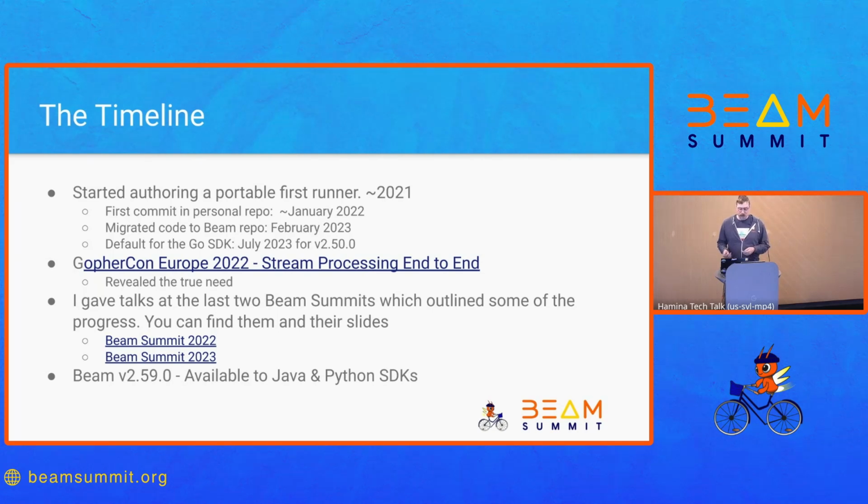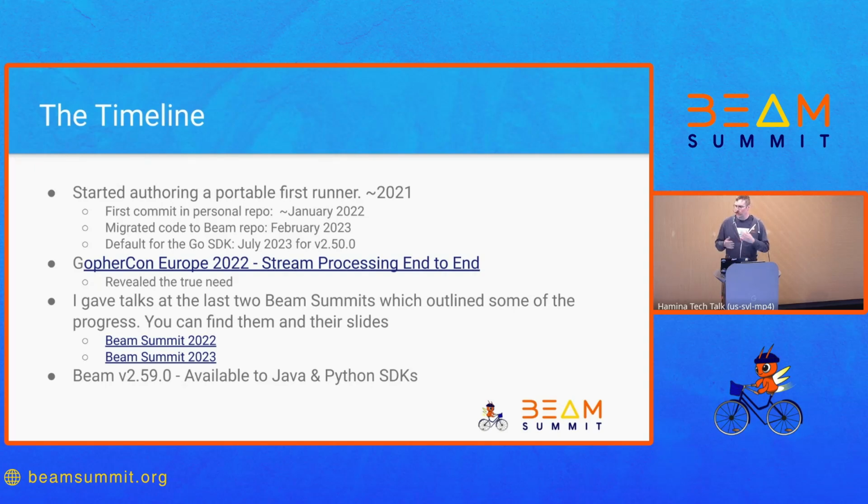It was in my little personal repo, starting in January 2022. Eventually, only a little bit more than a year after I started really working on it, it made it into the Beam repo for 2023 and became fully the default for the Go SDK in July of that year, in time for Beam 2.50. It's like a particular watershed moment for me on why this was really necessary, because I was only iterating on it a little bit in my own personal time.